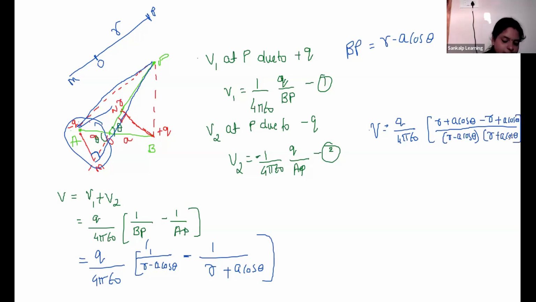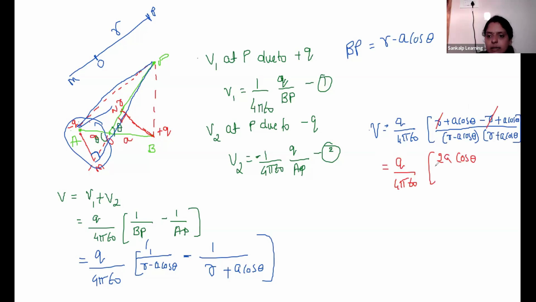Okay. So the numerator: plus R minus R can be cancelled here. Right. So this is equal to Q divided by 4 pi epsilon naught, inside the bracket A cos theta, A cos theta. So A cos theta plus A cos theta will be 2A cos theta.